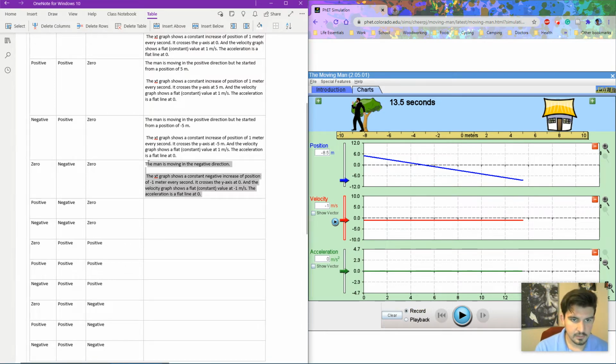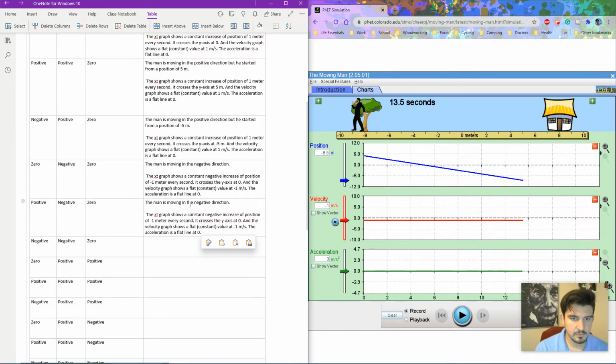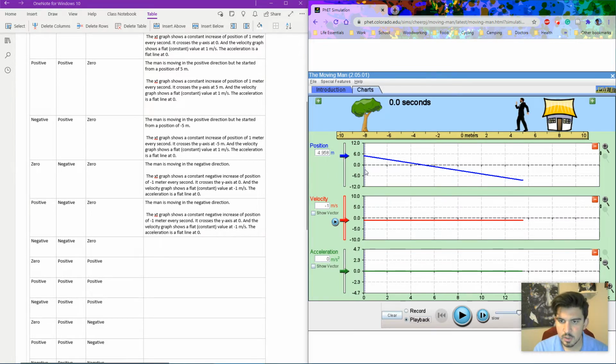So again, we can copy paste most of what we already wrote. The man is moving in the negative direction. But I want to highlight a few things, okay? So he's moving in the negative direction towards 0. Okay, so between a time of 0 and a time of 5 seconds, he's getting closer to 0. This is what we call a decrease in position. Okay, he's moving in the negative direction, but from time 0 to time 5, his position value is decreasing.